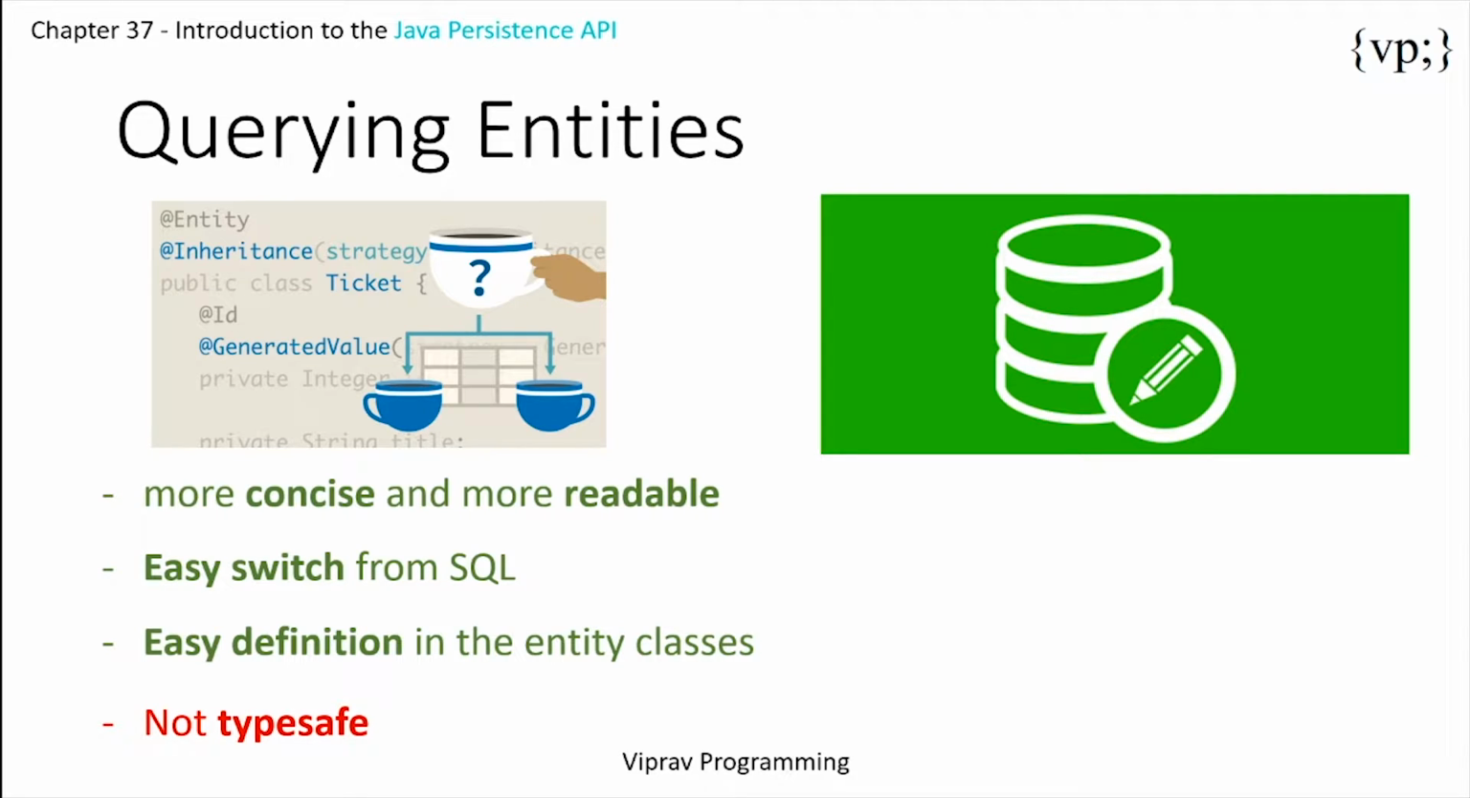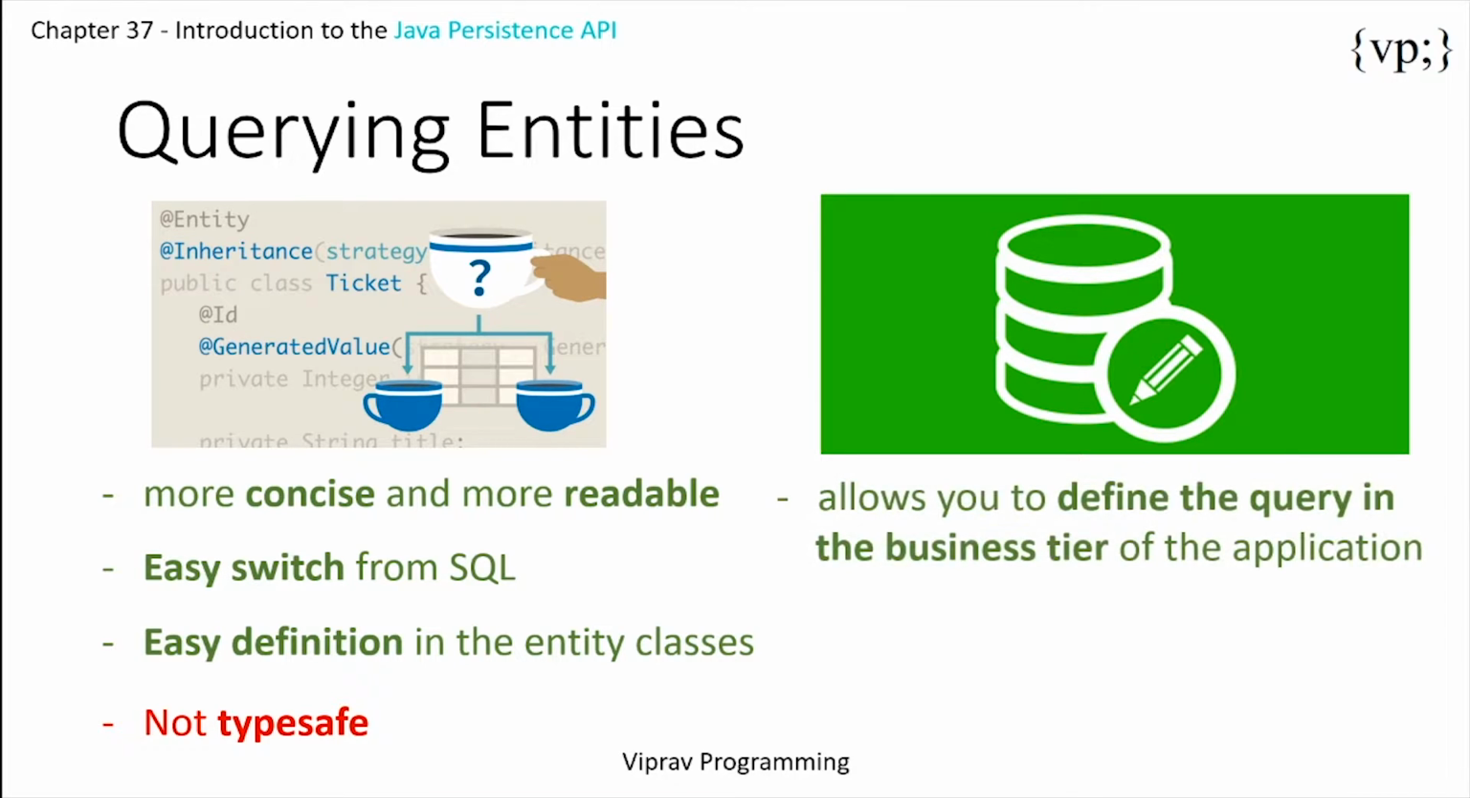Now, the disadvantage of JPQL is that the queries are not type safe and require a cast when retrieving the query result from the entity manager. This means that typecasting errors may not be caught at compile time. Now, into the Criteria API. Criteria queries allow you to define a query in the business tier of the application. Although this is also possible using JPQL dynamic queries, criteria queries provide better performance.